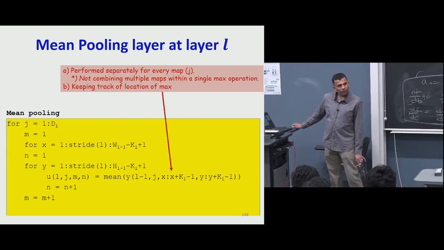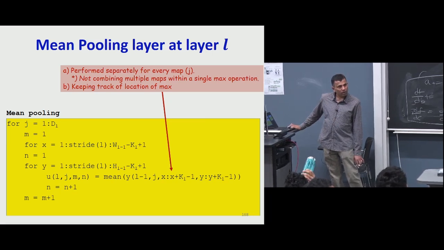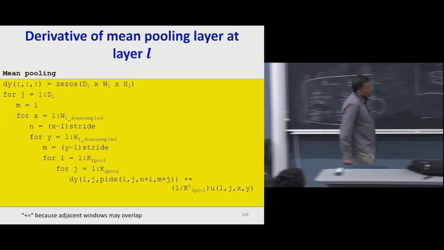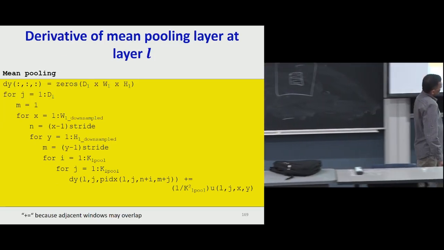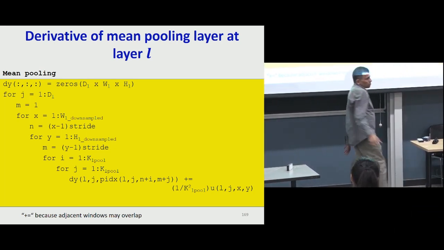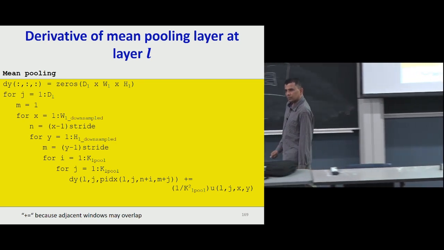So if you go back and look at the code, this is the forward code. At each u, you're looking at the mean of a block of y's, right? The backward code, you're just going to be taking the derivative. This should have been a du, I'm sorry. The derivative with respect to u divided by k squared is summed back, right? Okay.